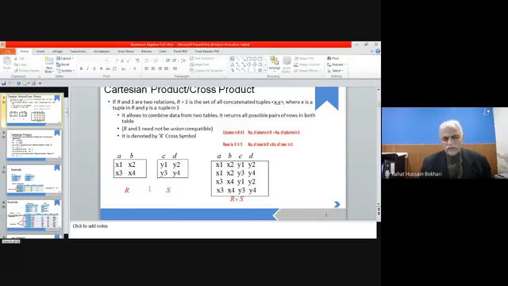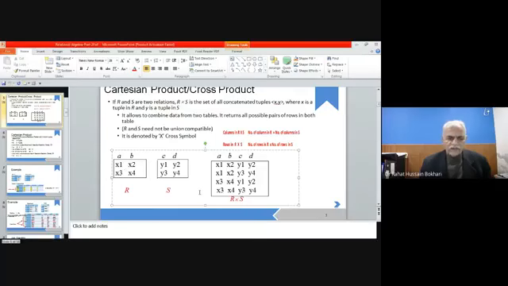With the cross product, the other thing to remember is that the number of rows in the resultant table is the number of rows in table R multiplied by the number of rows in table S. You can see there are 2 rows in table R and 2 rows in table S, so 2 times 2 is 4. So in the resultant table, we will get 4 rows.